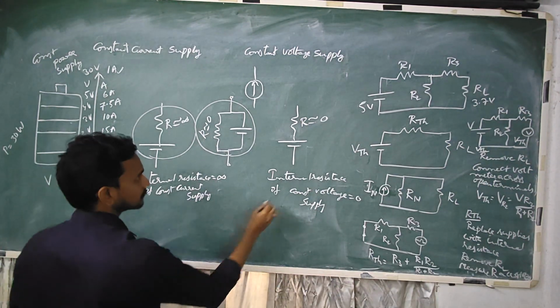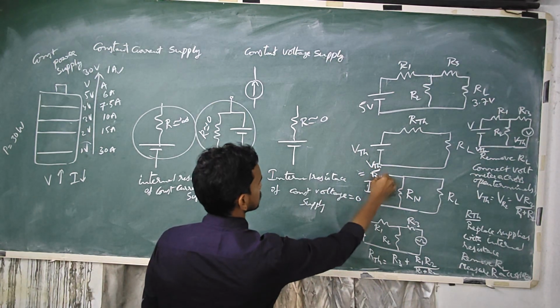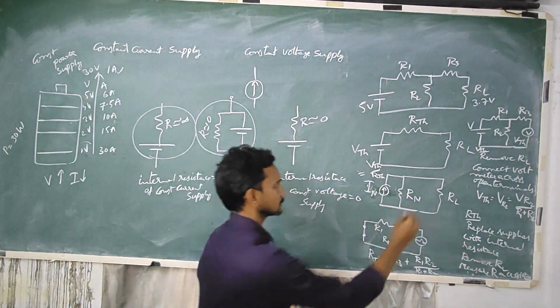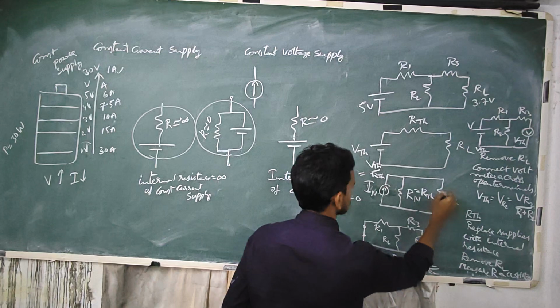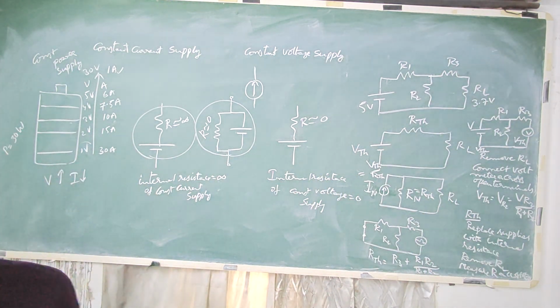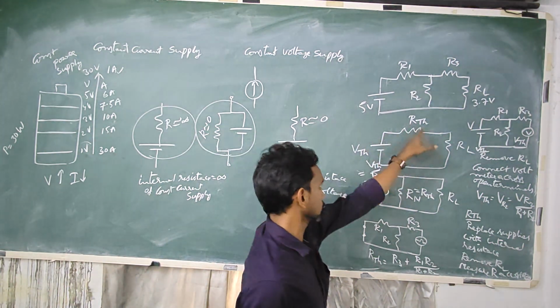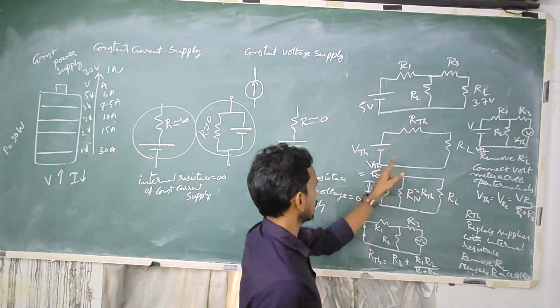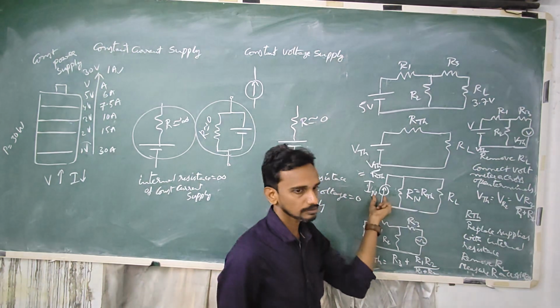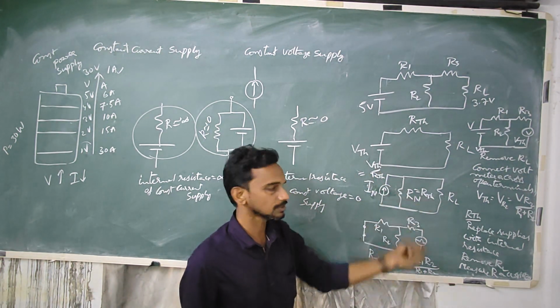IN is given by VTH by RTH, and RN is equal to RTH. So if you want to show this internal circuit as a current source, this is Norton's theorem. IN is equal to VTH by RTH and RN is equal to RTH.